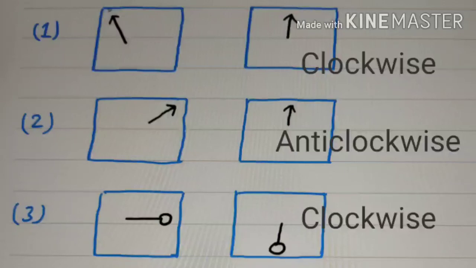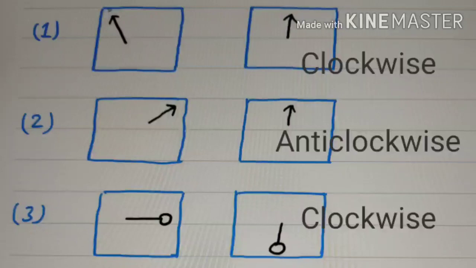A single turn may be clockwise and anti-clockwise both. But you have to find the shortest way to go from one place to another place of a picture. The shortest way will decide the direction of the movement for the picture. So try to know the shortest way for the movement of this picture and then say the turn of the picture, either clockwise or anti-clockwise.